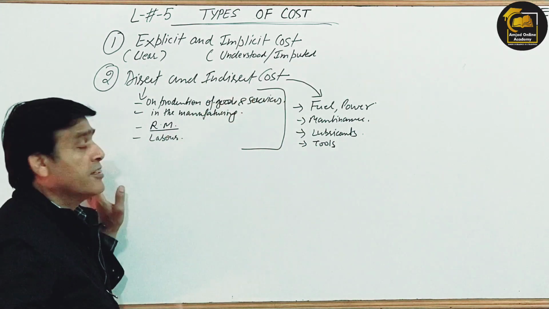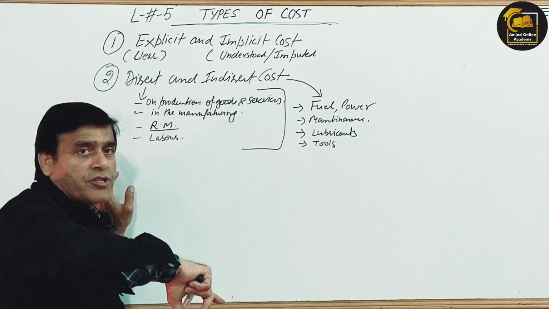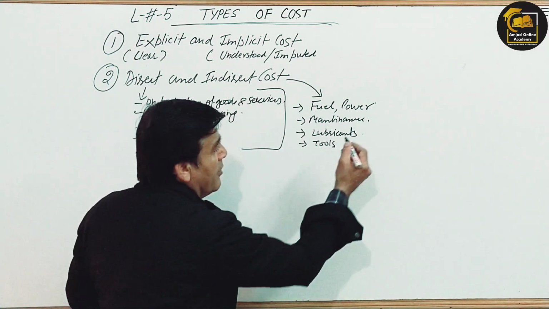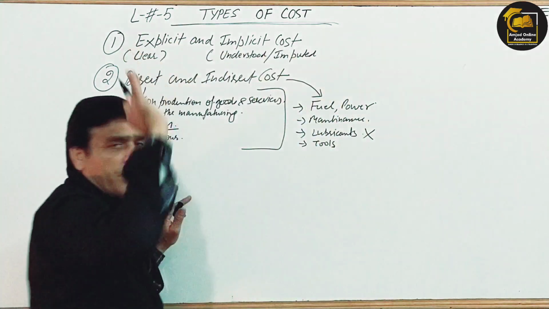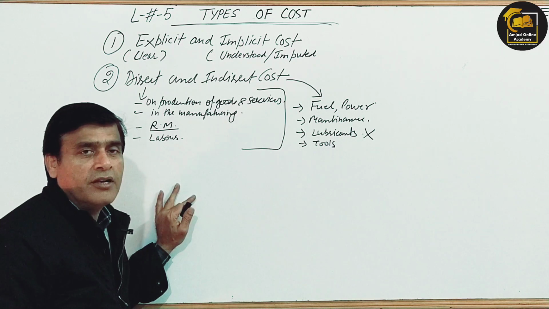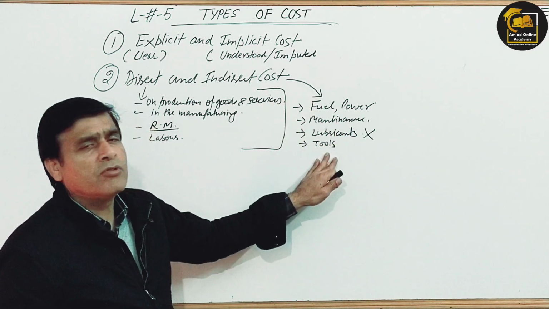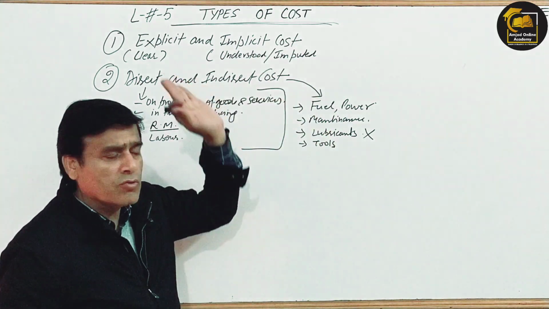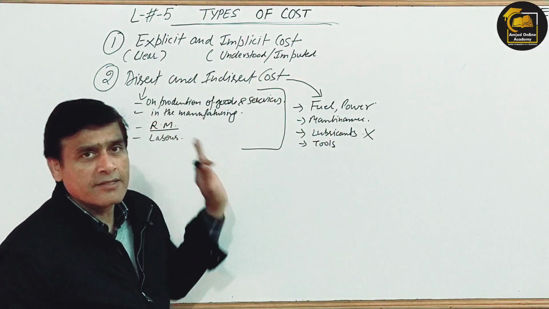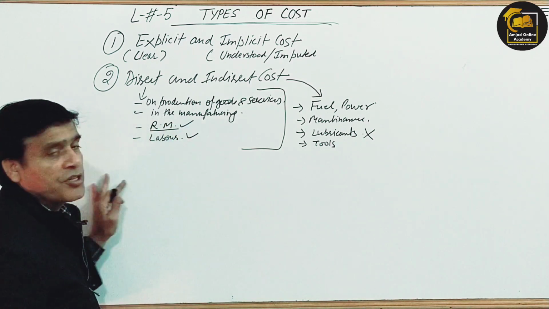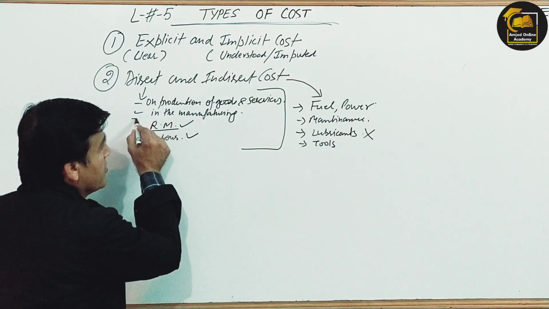Or any cost which directly becomes part of the production, without which the production cannot be possible. If I tell you that okay, right now we don't have lubricants, no problem, will the production stop? No, it won't stop, we can delay it. We can delay the tools, for example, we can utilize the old tools, no problem. We can delay the maintenance, for now manage somehow. But can we do production without this? No. So that's why it becomes a direct cost.